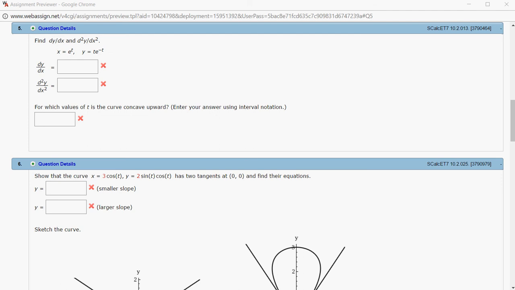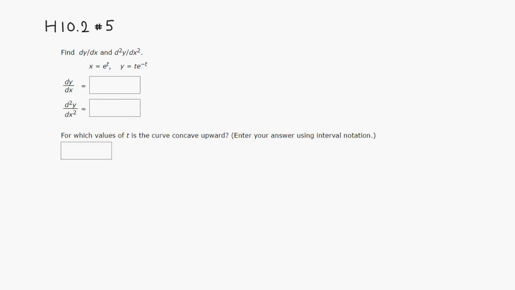Alright, let's look at the homework 10.2, problem number 5. Let's find the derivative and the second derivative. Let's find the derivative dx over dt, which is going to be derivative of e to the t is e to the t.